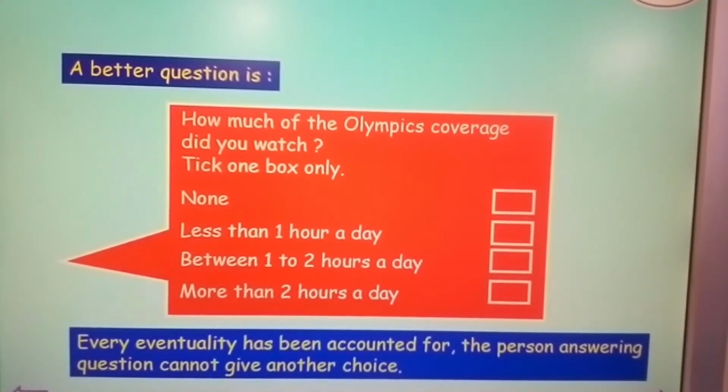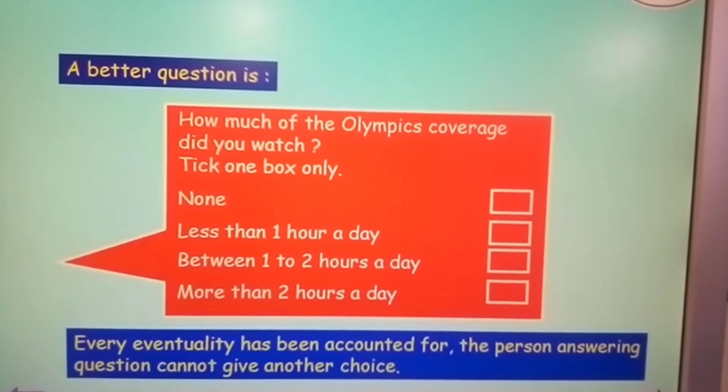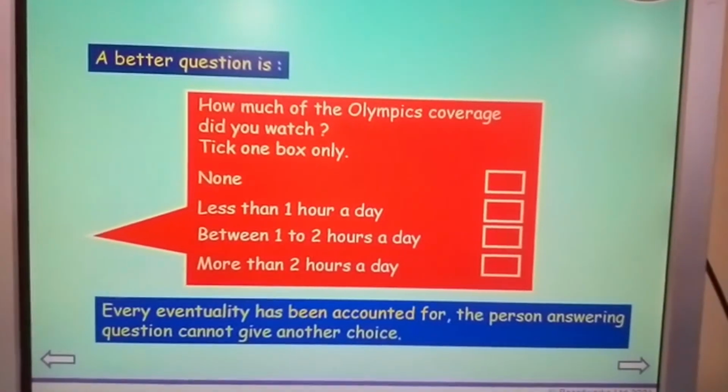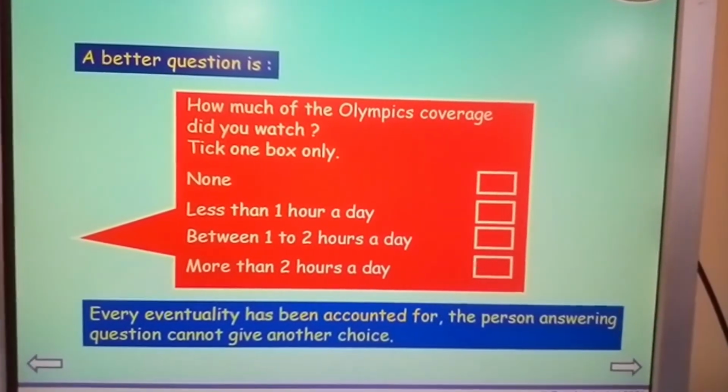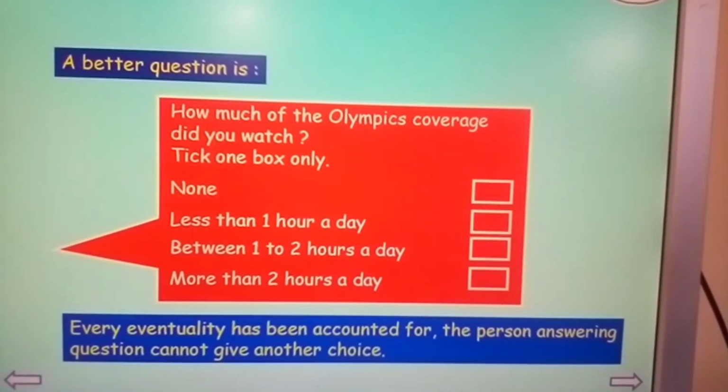Tick one box only: none, less than 1 hour a day, between 1 and 2 hours, etc. Every eventuality has been accounted for. The person answering the questions cannot give another choice. Okay? So you've left them with no choice but to answer the question in the manner to which you are trying to collect the data for.